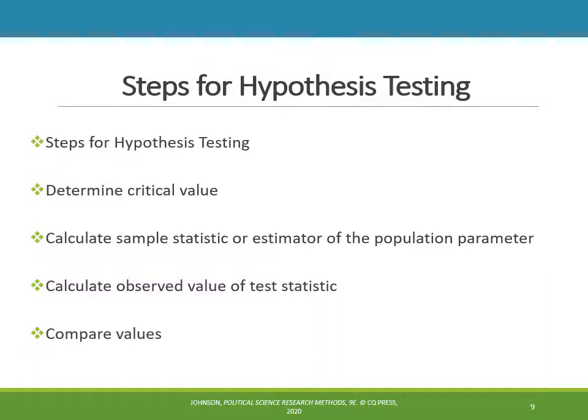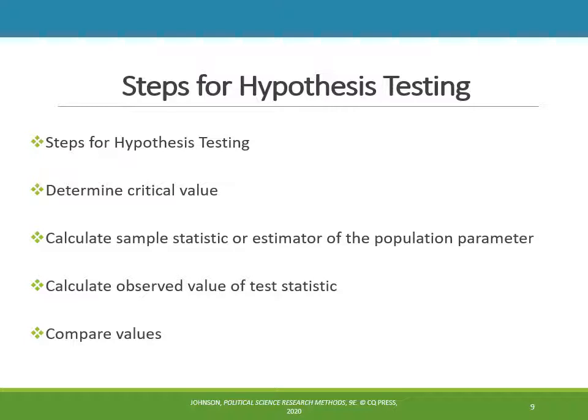So your next step is that you have to determine the critical value, and you get that critical value out of the chart that's in the back of your textbook. So you figure out what that critical value is depending on whether or not you use a one-tail test or a two-tail test. Then you calculate your sample statistics or your estimate for the population parameter. You calculate that based upon what's in your textbook. And then you calculate your observed value of the test statistic. So what comes out of your data when you actually use that formula.